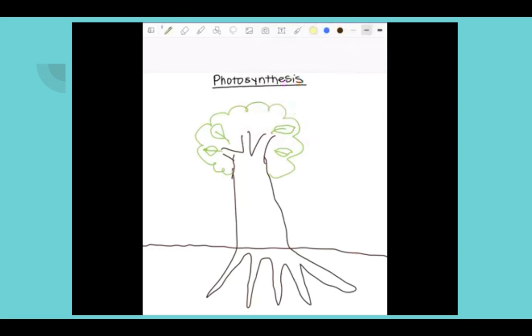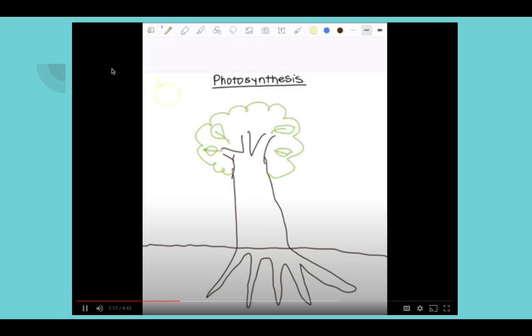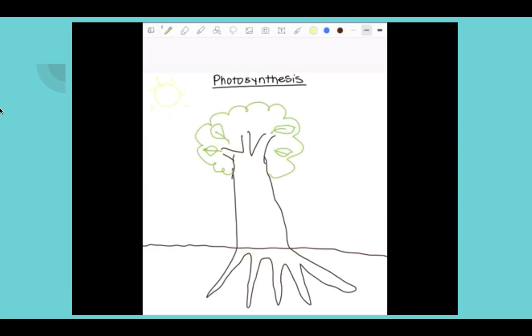And last, I'm going to go ahead and draw the sun in the top left corner. Remember, the sun is a very important piece of this. So as we go, we're going to do that same thing that happened towards the end of that article. We're going to write our little equation that they did at the end.